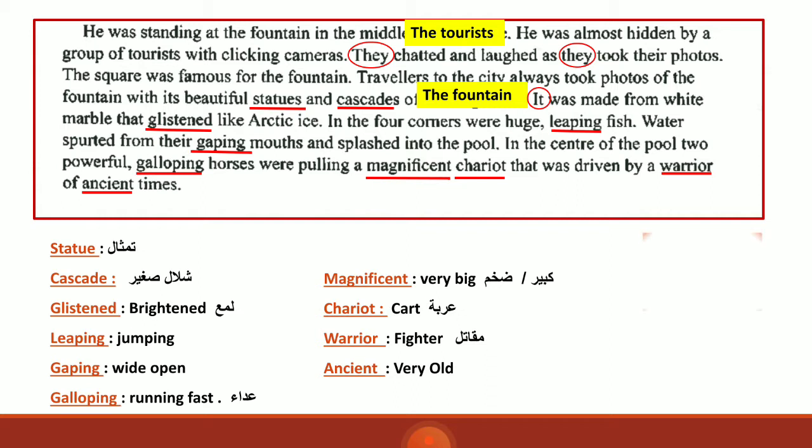Okay, let's move to the next paragraph. Before moving to the paragraph, we have the words galloping اللي حكينا معناها running fast. We have leaping اللي حكينا معناها jumping and gaping. شو فيها السابع عندك بالفقرات؟ Gaping mouth, galloping horses.